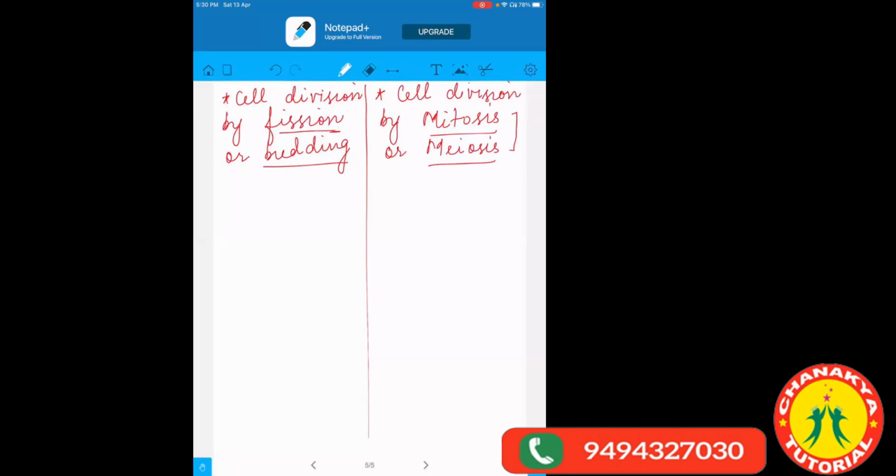Yes, you can do that. You can write asexual also. But what happened in the asexual category is that we have so many other categories also, like spore formation and regeneration. These regeneration and spore formation do not come under this category. That is why we cannot write it as asexual reproduction.